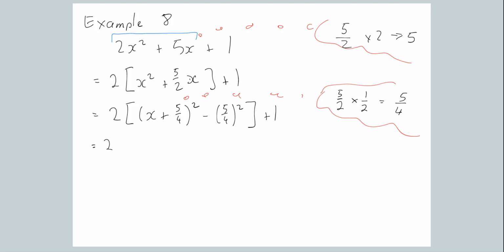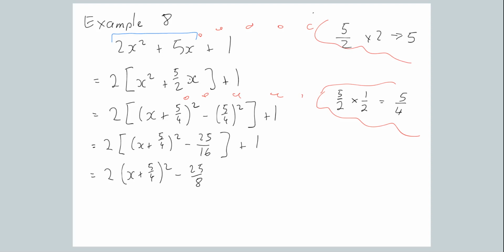So 2 square bracket x plus 5 on 4 all squared minus 25, 5 squared, over 16, 4 squared, plus 1. Now I'll expand the brackets. 2 outside of x plus 5 on 4 all squared minus 2 times 25 over 16. That means the 2 is going to go into 16 8 times, so I'm left with 25 over 8.